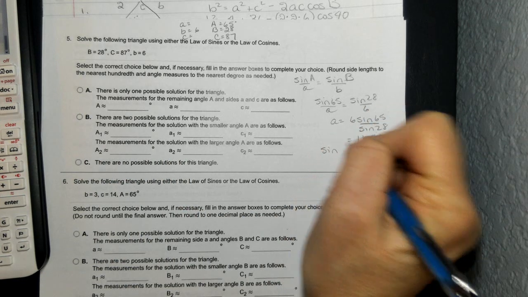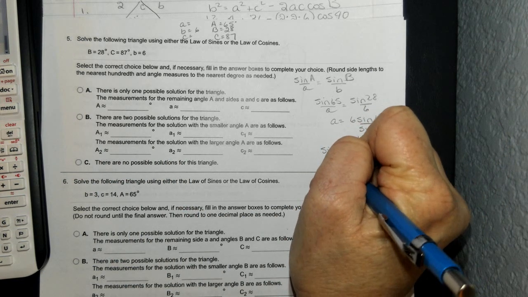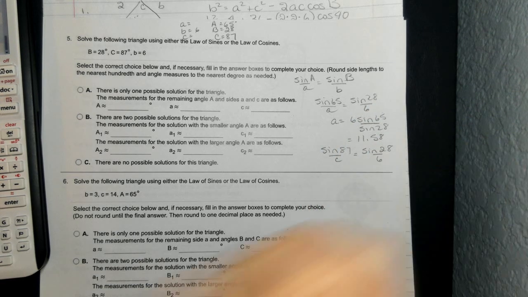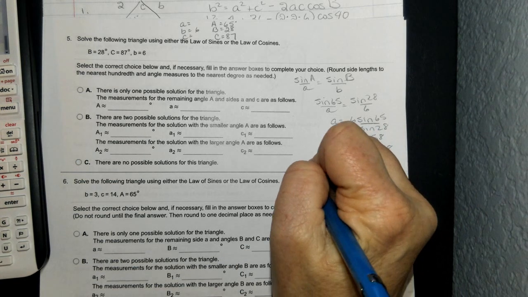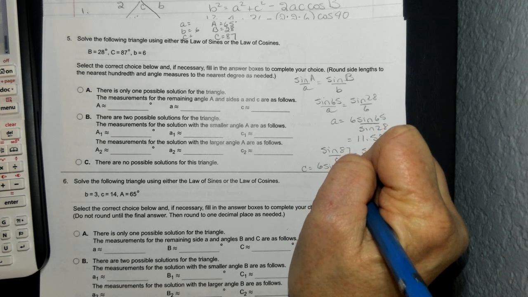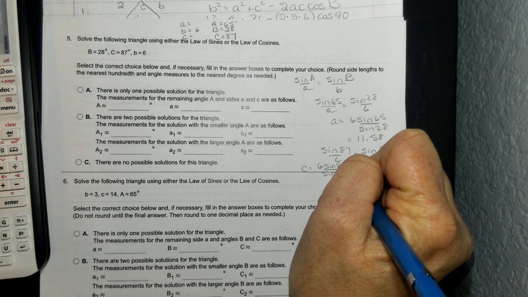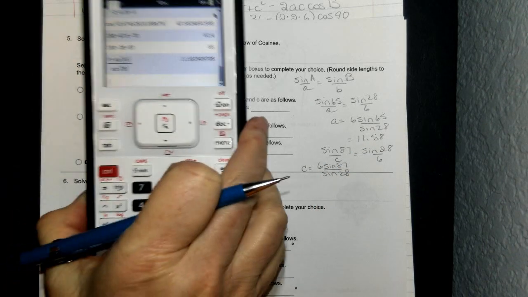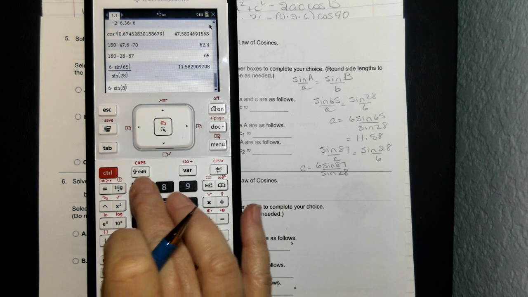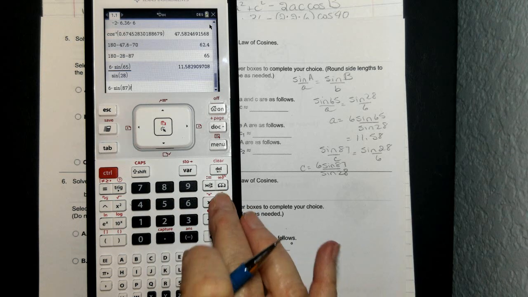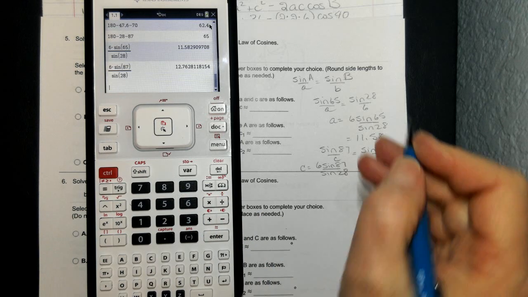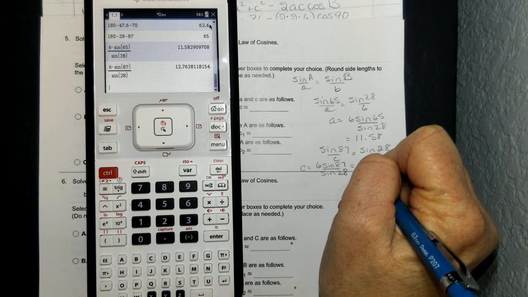So sine, what is the C angle? Sine 87 over C equals the sine, we'll do the B again, 28 over 6. So C equals 6 times sine of 87 over the sine of 28. And let's do that again. So 6 times sine 87, tab, divided by sine of 28 equals 12.76.